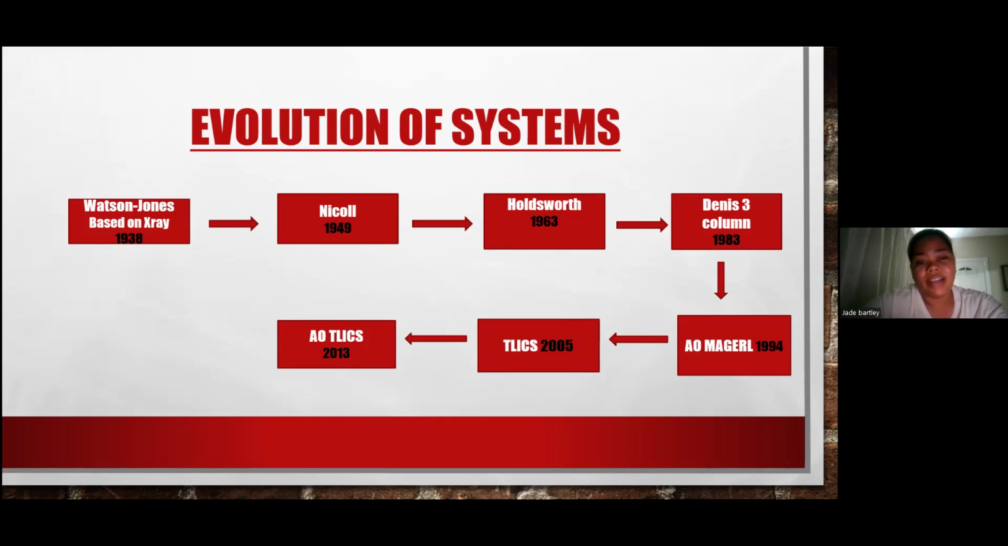TLICS, however, had some drawbacks. They had issues in terms of inter-observer reliability. It didn't really account for patient modifiers. The other criticism is that it was not as reproducible as the spine surgeons and non-spine surgeons would hope it to be. And so moving further forward, a new classification system based on the AO Magerl as well as the TLICS from 2005 was revised in 2013. And this is what I'll be speaking about.